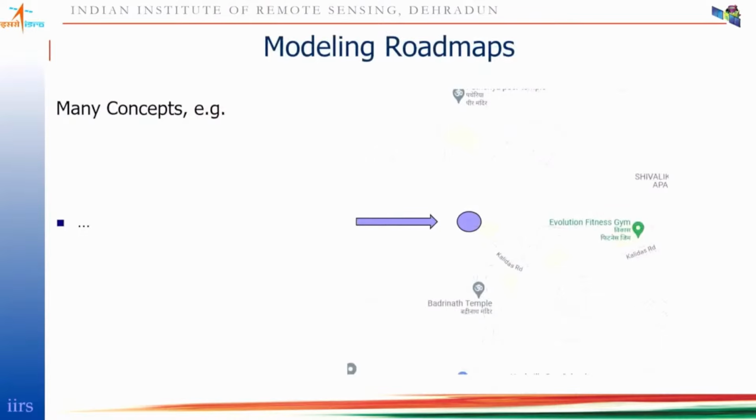So now let's see how the GIS data actually gets converted or represented as a network dataset. This is just an example where you have a location, and it is connected to multiple road networks.